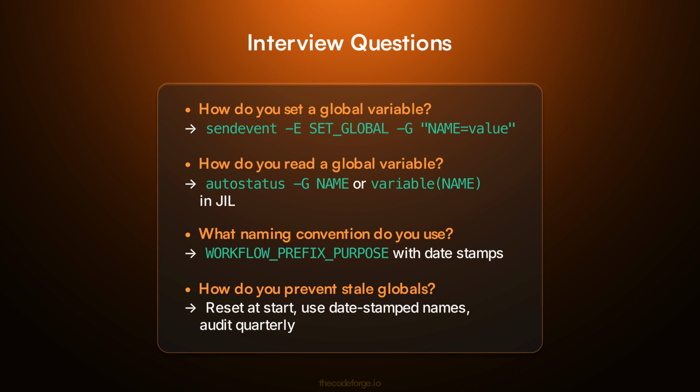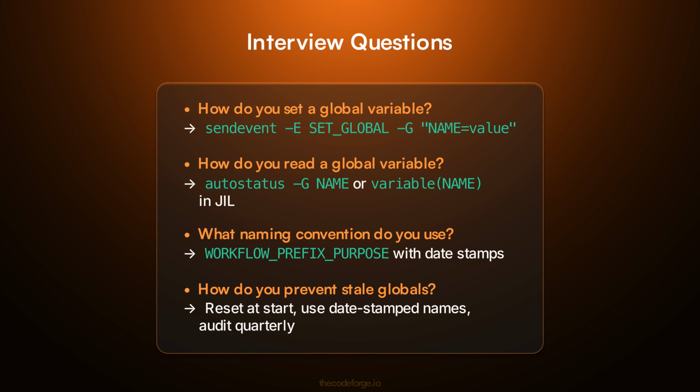How do you set a global variable? sendEvent eSetGlobal G name equals value. How do you read a global variable? autostatus G name, or variable name in JIL. What naming convention do you use? Workflow prefix, purpose, with date stamps. How do you prevent stale globals? Reset at start, use date-stamped names, audit quarterly.